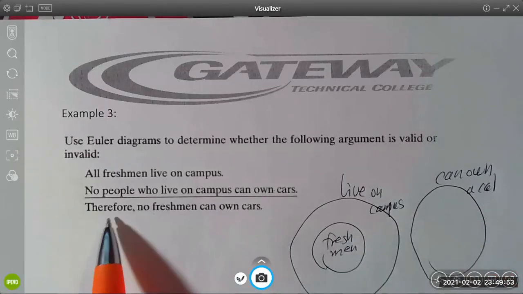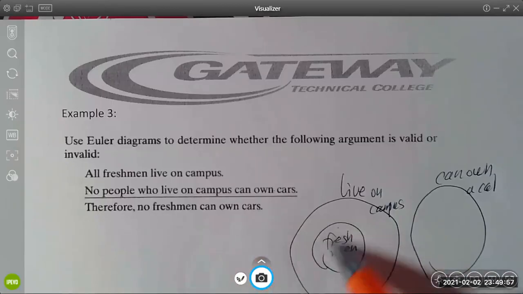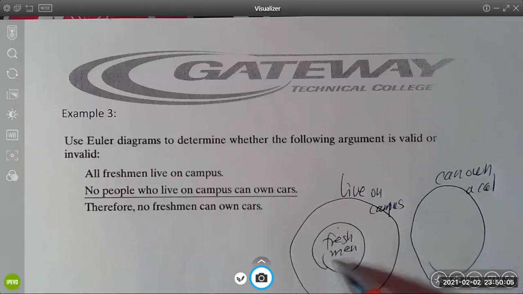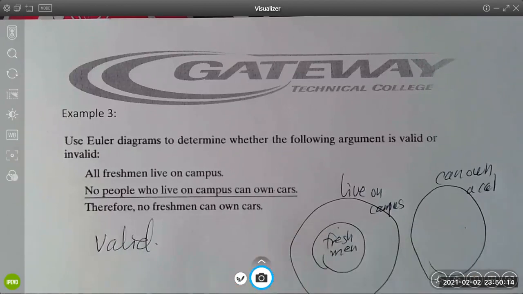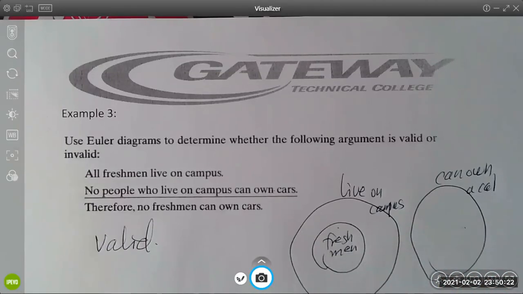Now let's look at the conclusion. The conclusion is that no freshman can own a car. Freshman is in here. The circle that represents people who can own a car is here. This circle and this circle are not overlapping. That means no freshman can have a car. This is correct. We draw the same conclusion. So this is valid. We draw the same conclusion. There's no other conclusion possible, because there's no other way to draw these three circles. That's the only way to draw these three circles.